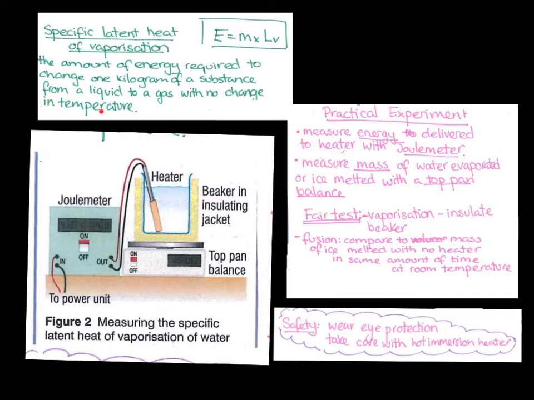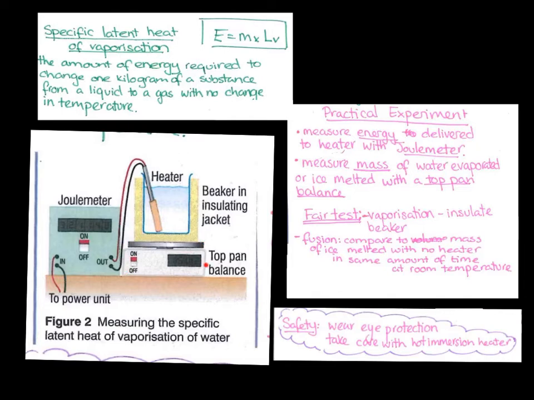So here's our definition for the specific latent heat of vaporization: the amount of energy required to change 1 kilogram of a substance from a liquid to a gas with no change in temperature. And again, we can measure this in the lab. We can use a joule meter if we want to measure the energy, or again we can use an ammeter and a voltmeter and the time that it's running for. And then we've got that same heater we had before in a beaker of water that's been insulated, and you can have a think about why it's been insulated.